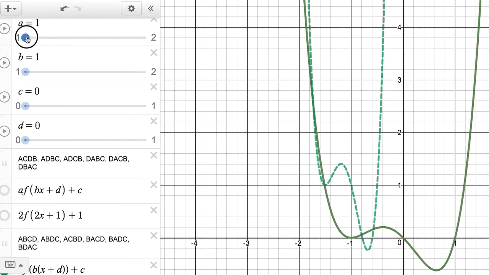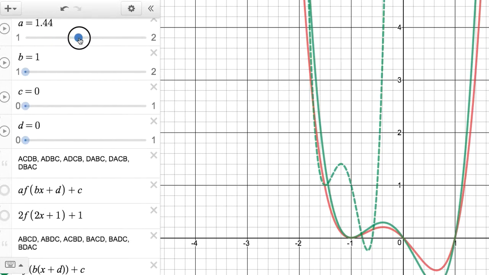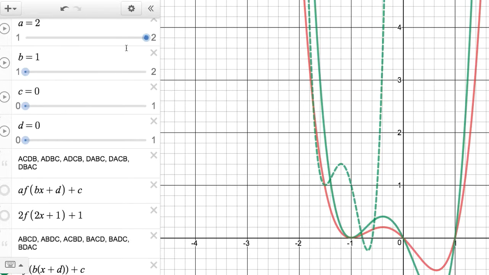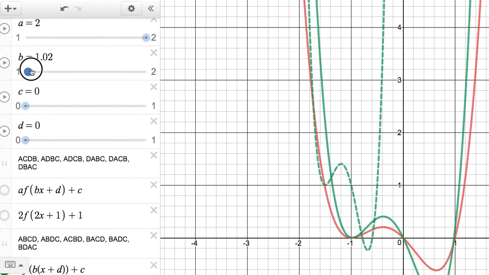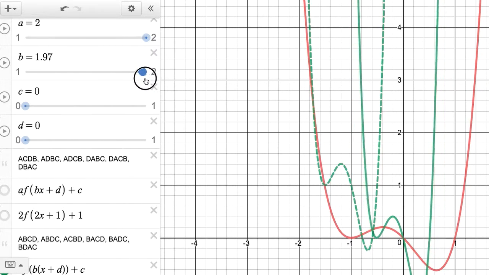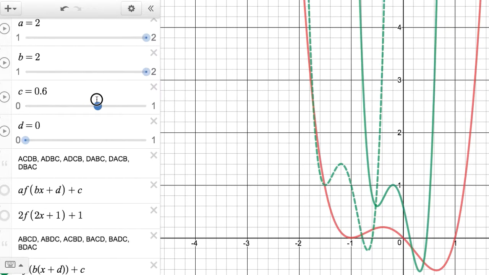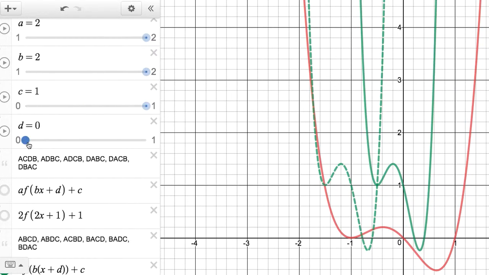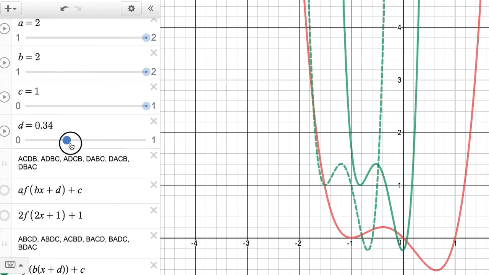So A is first. That's stretching things out vertically. B then squeezes things in horizontally. C raises everything up by 1. And D moves everything to the left by 1.